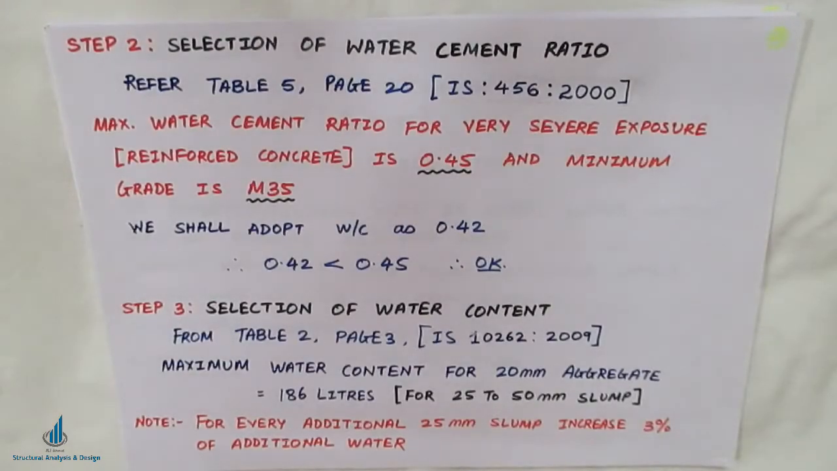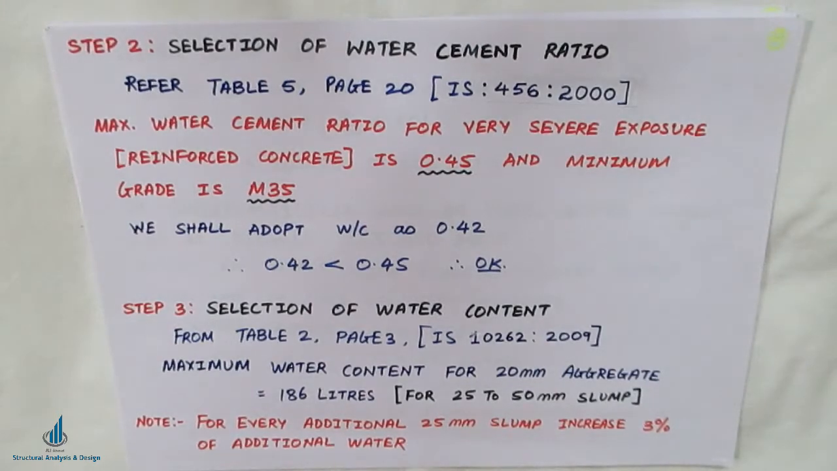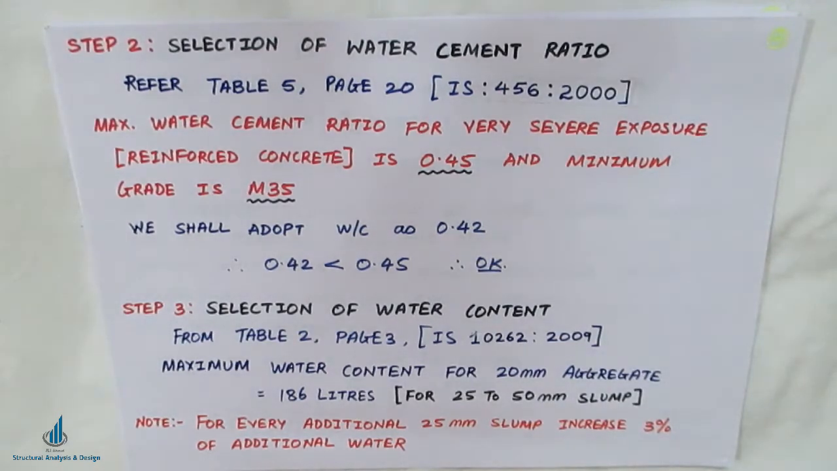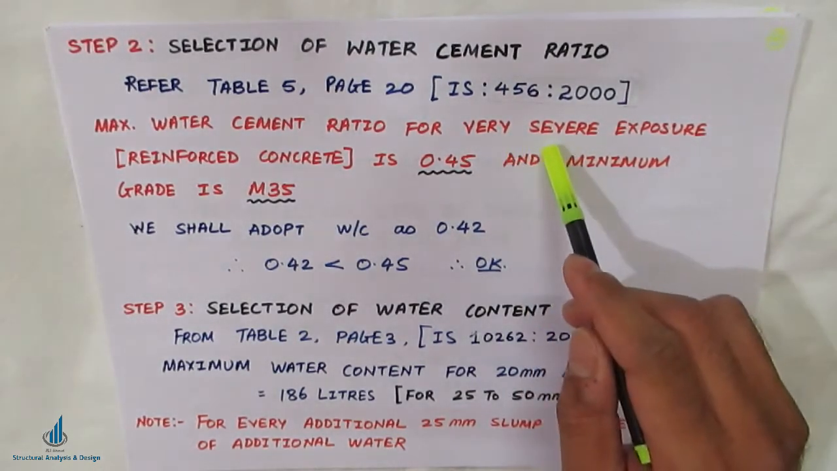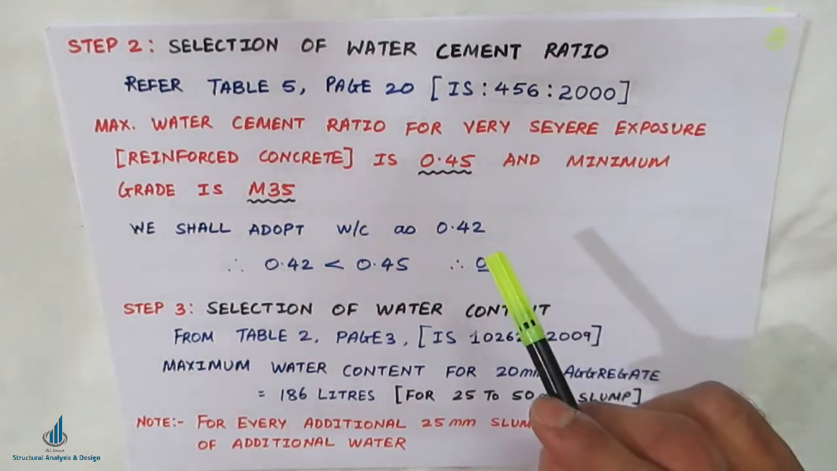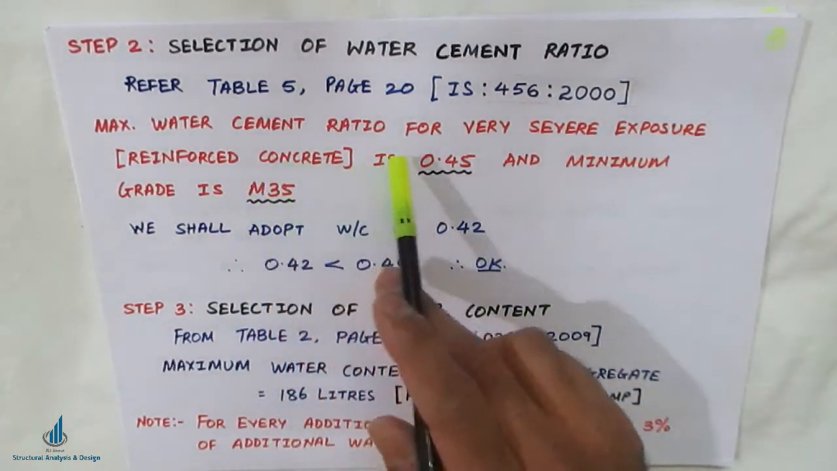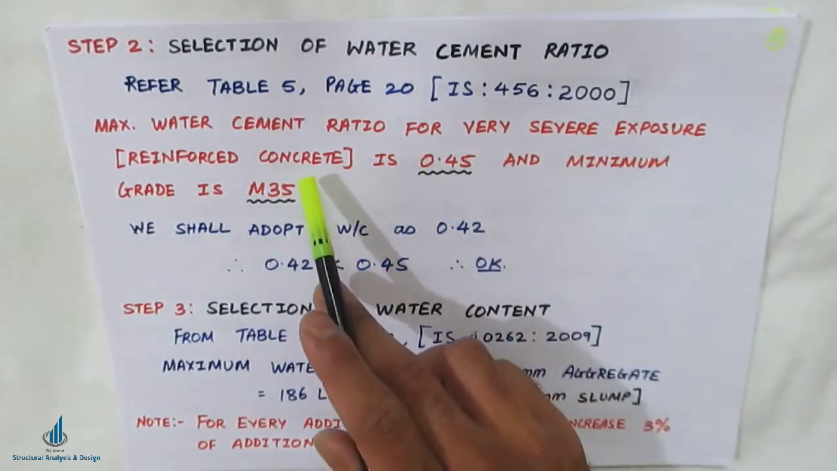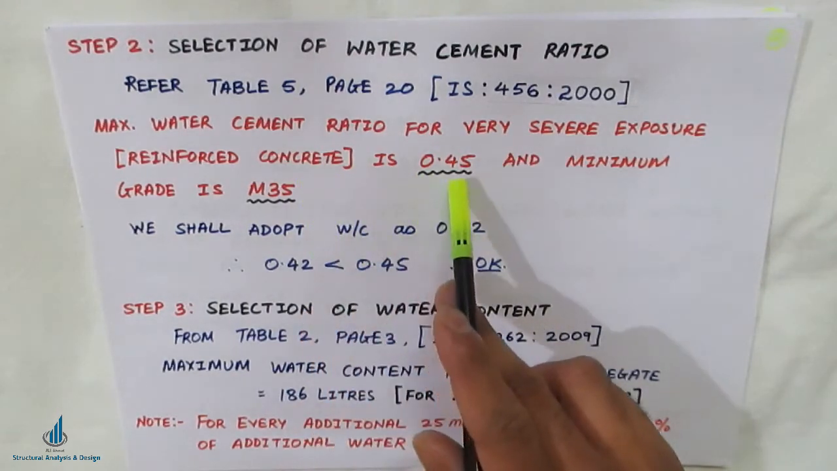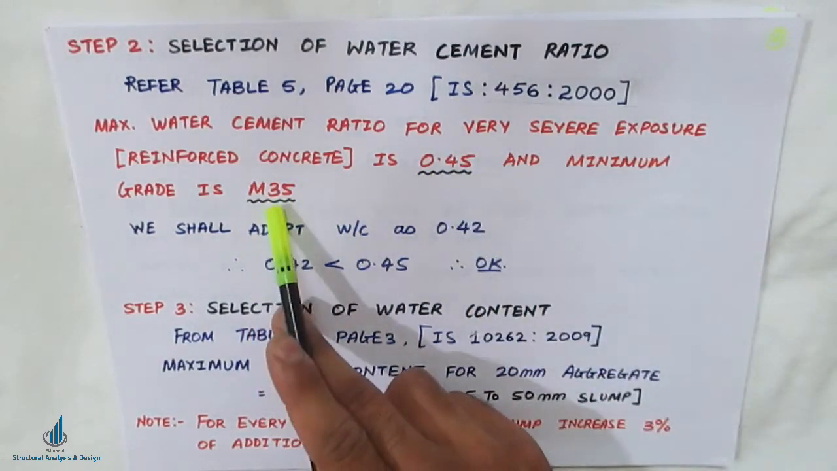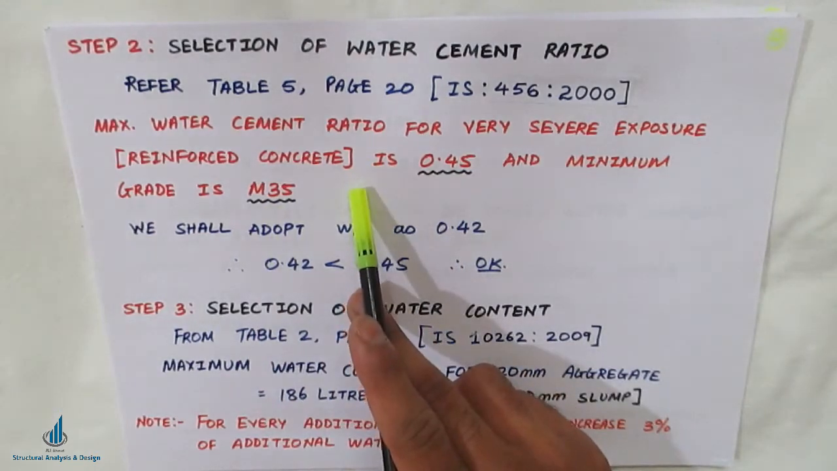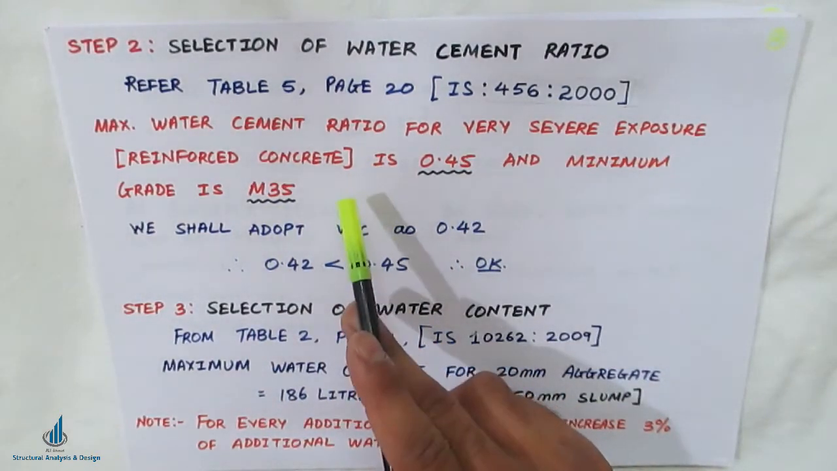The next step is selection of water cement ratio. For that you have to refer to table 5 on page number 20 of IS 456-2000. The exposure condition they have mentioned is very severe, and they have not mentioned maximum water cement ratio and minimum cement content for this particular grade. So the maximum water cement ratio for very severe exposure condition, that is for reinforced concrete, is 0.45, and the minimum grade is M35. This I have taken by referring to table 5 from IS 456-2000.